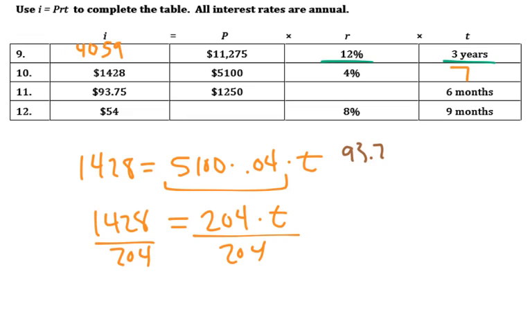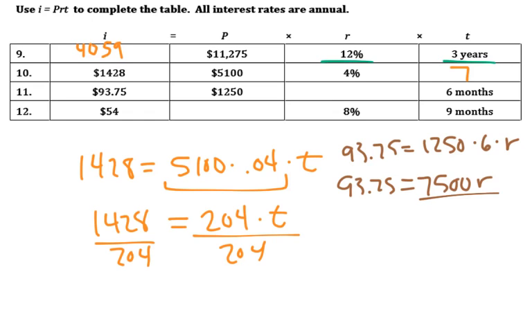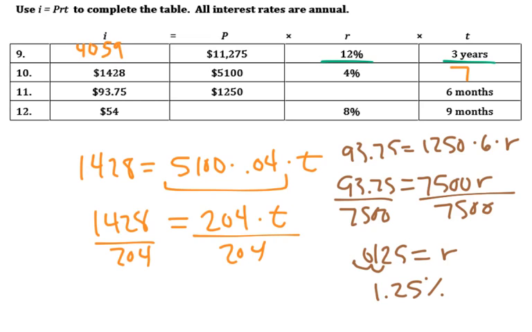Same with 11. 93.75 equals 1250 times 6 times R. So 1250 times 6 gives us 7,500. R equals 93.75 divided by this, and that should give us a decimal. So 93.75 divided by 7,500, we get 0.0125, which, move it twice over, is 1.25%.